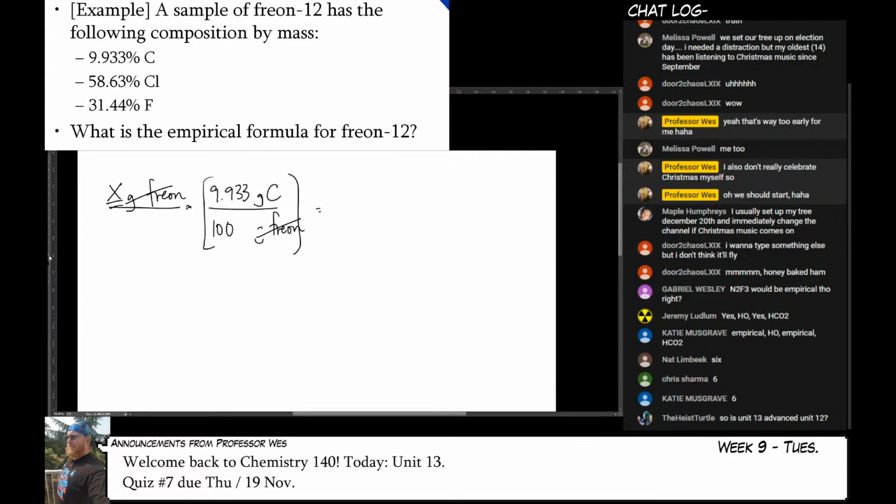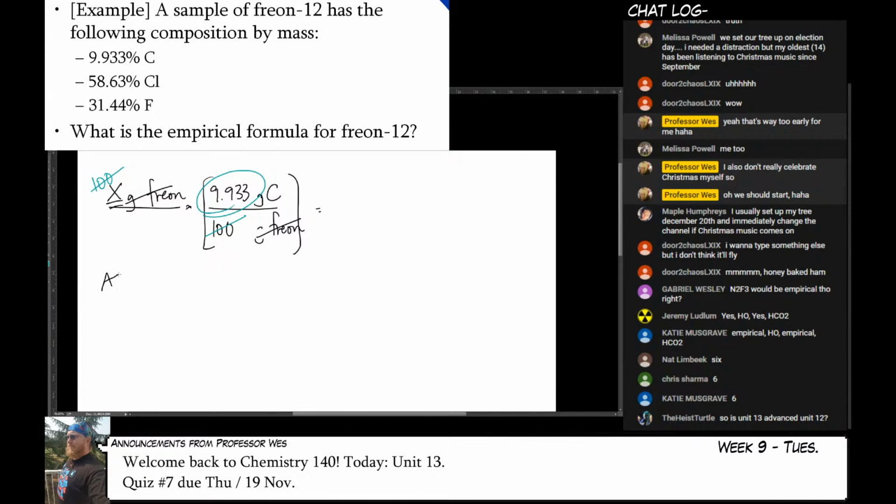Now, you might be looking at this and thinking, well, okay, what mass should I pick? Is there an easy number to pick? Well, I'm going to do this for you. What if I had picked 100 grams to start? Well, then this number would cancel out with this number, and the mass that we would work with would just be the percentage, right?